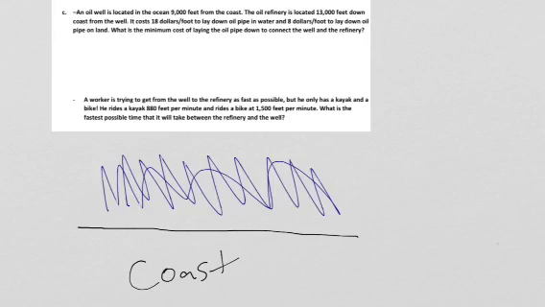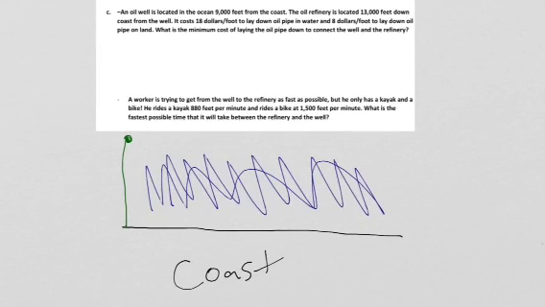Okay, so what we have is our oil well that's right here. And a nice straight line. That's 9,000 feet. Okay, so I'm actually going to move that over here, 9,000 feet. Okay, the oil refinery is located 13,000 feet down coast from the well. So if this is the well, 13,000 feet down coast is going to be down here. So here's the refinery. And we know that this distance is 13,000 feet.